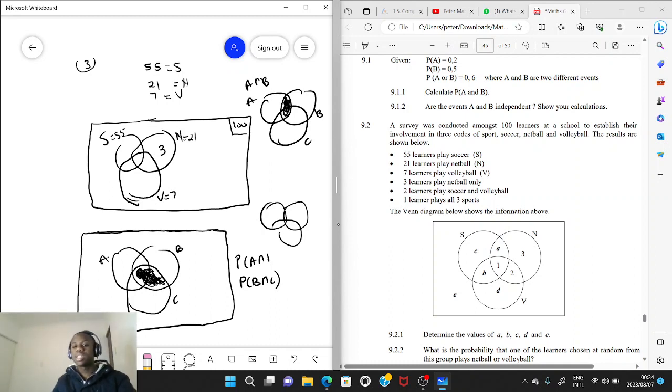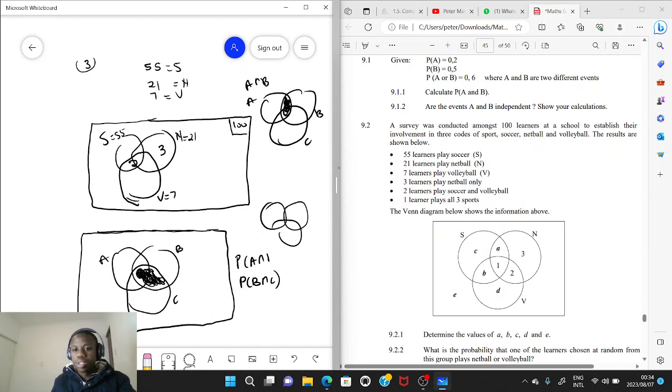So in this case, they're saying two learners play soccer and volleyball. So where do I put these two? I put these two where I see the intersection of S and V. So let's look. We have S here, we have V. The whole thing simply means the whole intersection is what? The whole intersection is two, right?